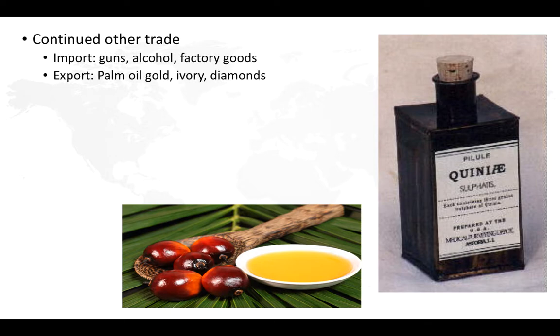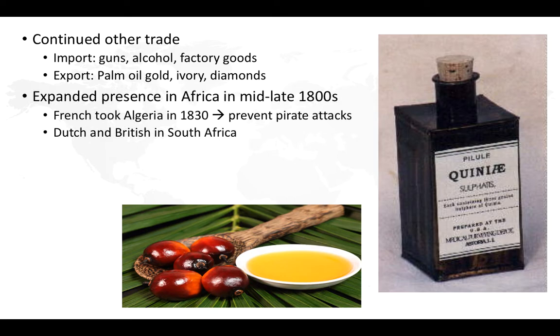But in terms of imperialism, what we're going to see is people looking towards Africa as a place for natural resources. Africans are going to continue to import guns and alcohol and factory goods that they're not making on their own. They're going to be exporting things like palm oil, gold, salt, ivory, and diamonds, especially from the south. So we see expanded presence in Africa, not with the slave trade, but just with trade in general.